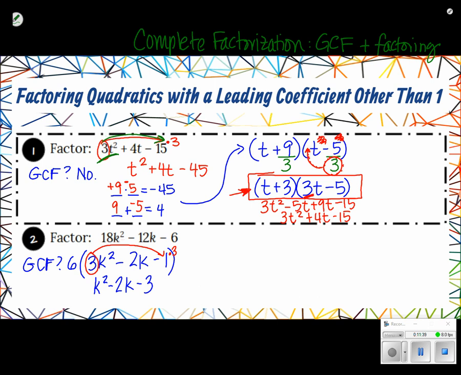So we're going to find two numbers that multiply to give you negative 3. Those same two numbers have to add to give you negative 2. And we're looking at negative 3 times 1. Negative 3 times 1 is negative 3. Negative 3 plus 1 is negative 2. So we will be able to factor this into, I'm going to go ahead and pull my 6. Remember your 6 from the beginning, our greatest common factor? I'm going to pull that out again. I don't want to lose it. It's part of my answer. And then this is going to be k minus 3, k plus 1.